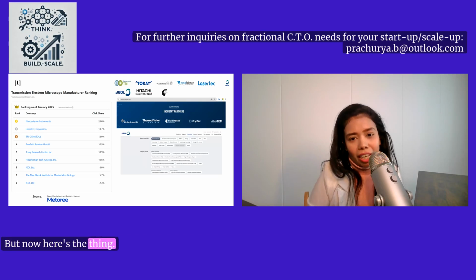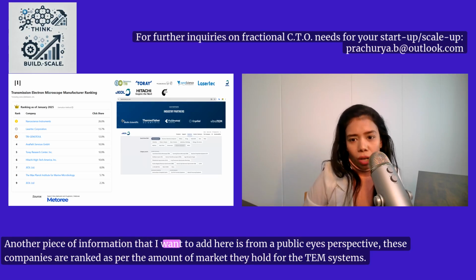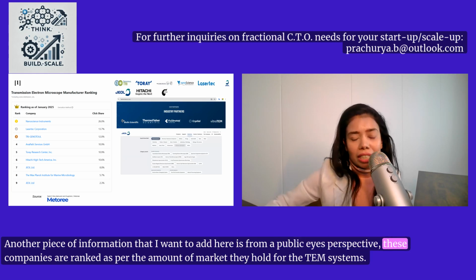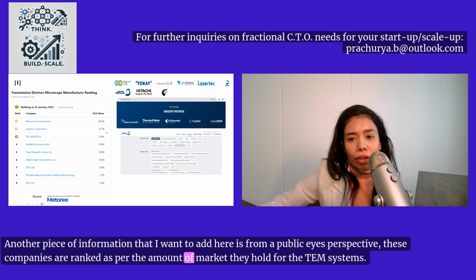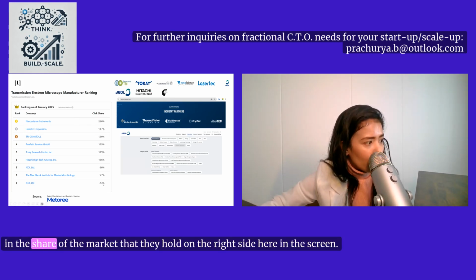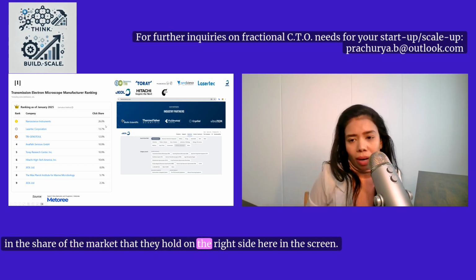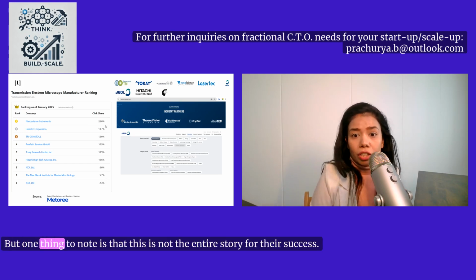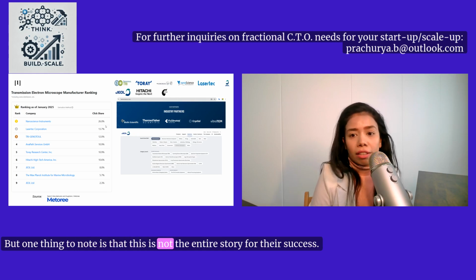But now here's the thing. Another piece of information that I want to add here is that, from a public eyes perspective, these companies are ranked as per the amount of market they hold for the TEM systems. You see the share of the market that they hold on the right side here on the screen. But one thing to note is that this is not the entire story for their success.